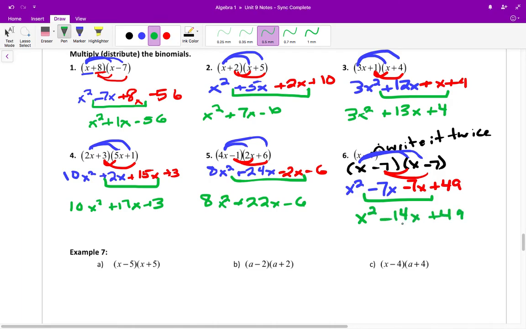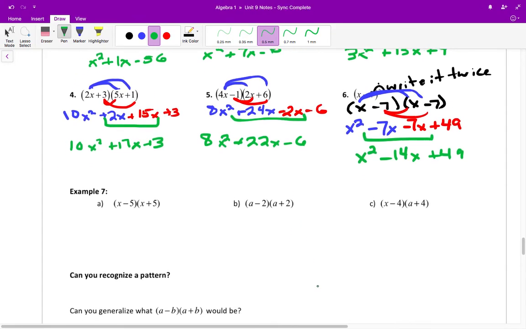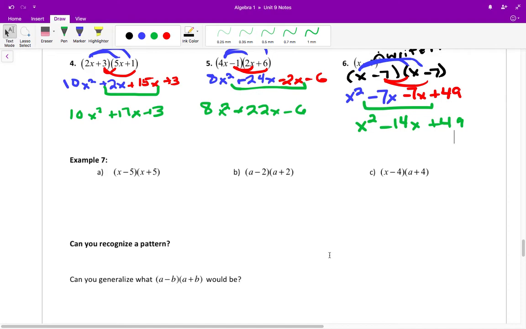So if you notice, the difference is this time when we actually write it twice, you get this middle term. If you don't do that, you get the wrong answer. Okay, so example 7, we're going to look at some special cases now. And there's going to be a pattern, so as we work through each of these, what I want you to do is start to see if you recognize the pattern.